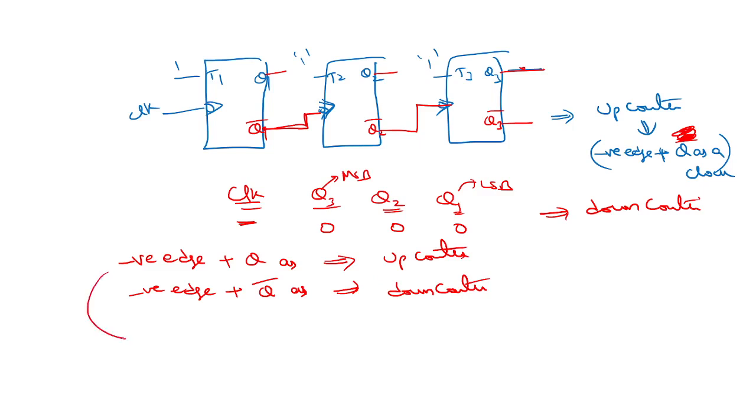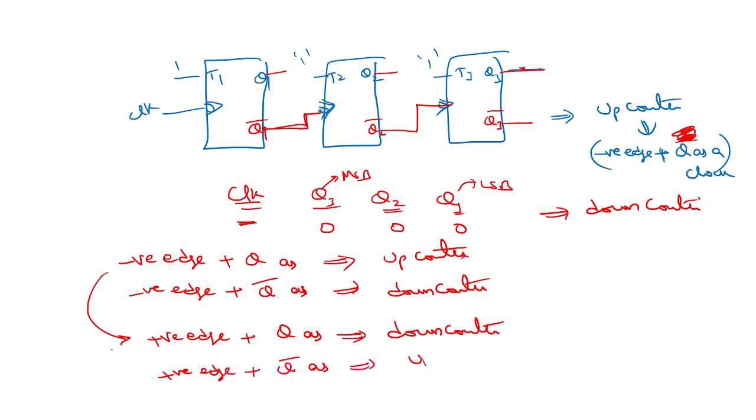Now there's the opposite way here. Instead of negative edge, if you took positive edge triggering plus Q as a clock, any guesses? Obviously a down counter. Are you getting it? Then positive edge triggering, Q bar as clock, obviously it is an up counter. So these are the four different configurations that you can work around to get different counters. There are a hell of a lot of problems on this.